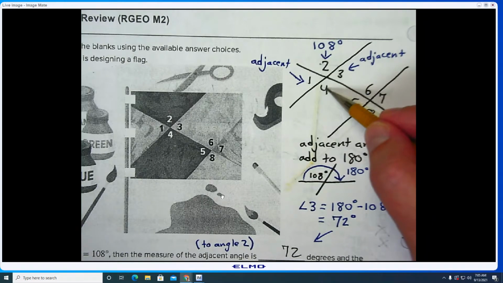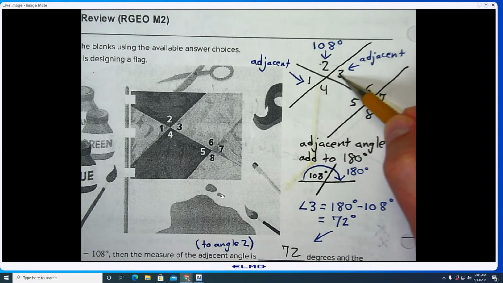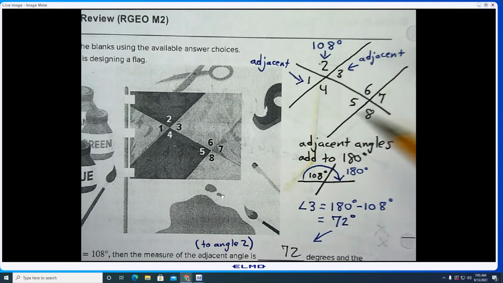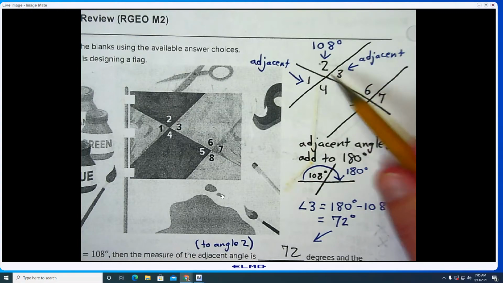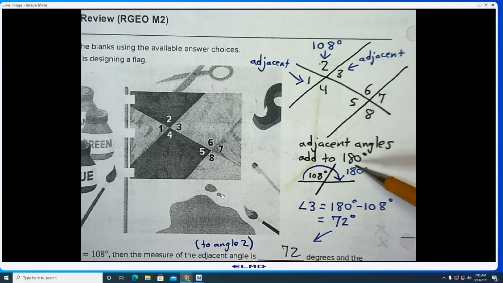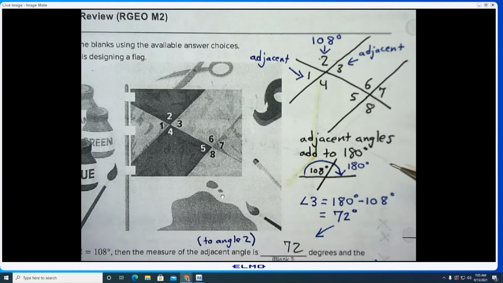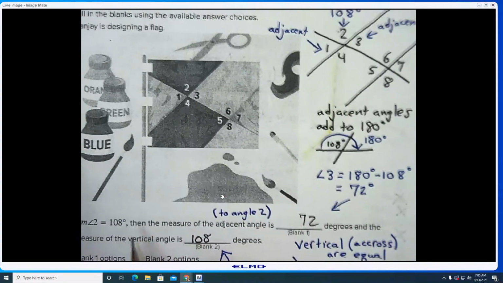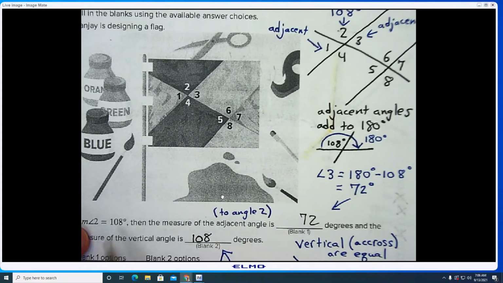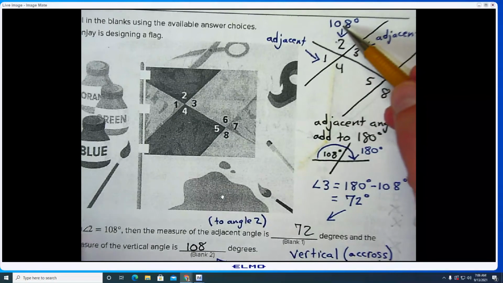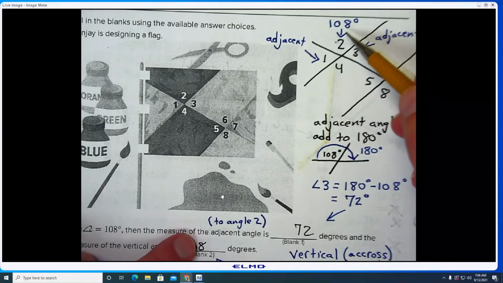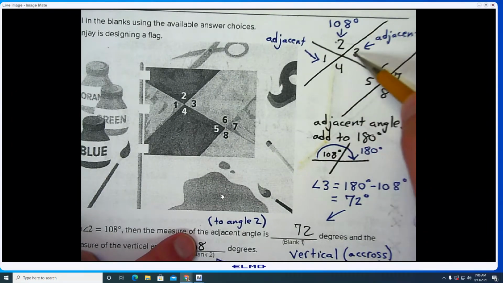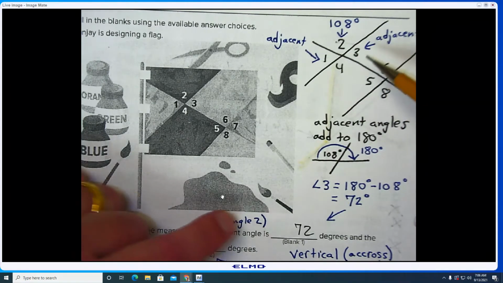That would be the vertical. Also across from angle 1 is vertical to angle 3. They're across from each other. So it's important to note that if they're on the same line, that means that they're equal to 180 degrees. So they're asking that if we have the measure of angle 2 is 108, then the measure of the adjacent angle, and there's 2 of them here, but it's the same math, is going to be what?